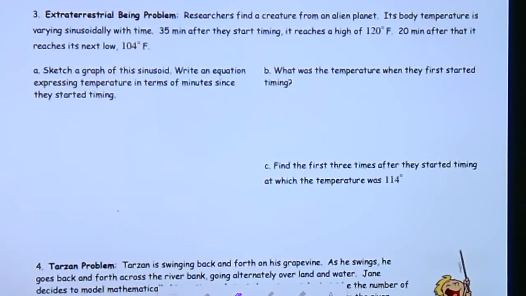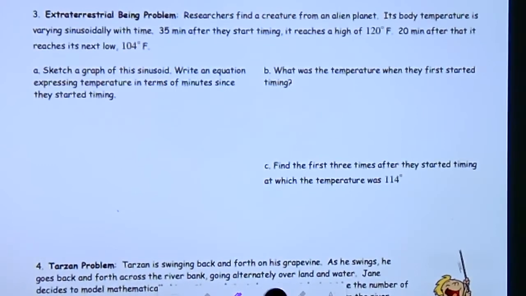Okay, so this is another problem. Extraterrestrial being problem. So researchers find a creature from an alien planet. Its body temperature is varying sinusoidally with time. 35 minutes after they start timing, it reaches a high of 120 degrees Fahrenheit. 20 minutes after that, it reaches the next low of 104 degrees Fahrenheit. Sketch a graph of this, write an equation expressing temperature in terms of minutes since they started timing.